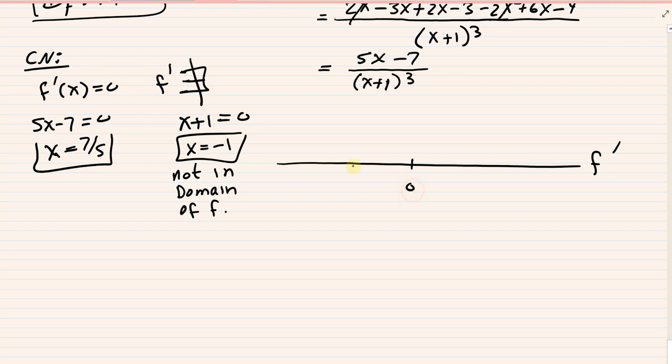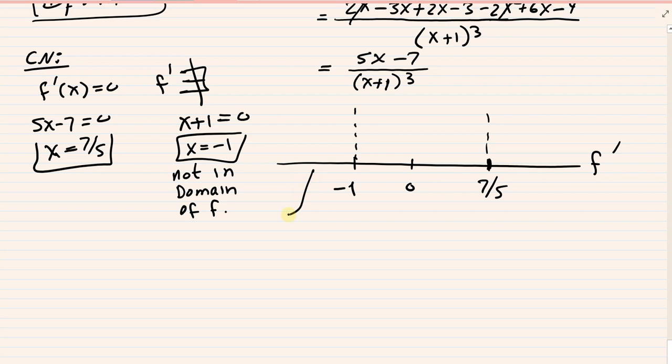But here we go. Here's a 0. This is -1, where the function does not exist. So there is no graph at that point if we graph this. And 7/5, call this 7/5 is 1 3/5. Okay. And let's see our test points.